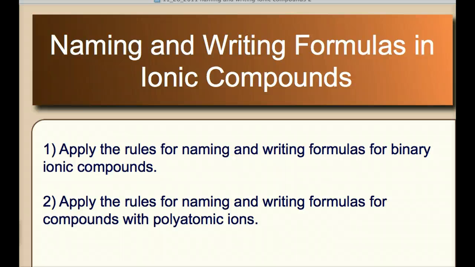Okay, so let's go ahead and take a look at how we can name and write actual formulas using the shortcut, so we can no longer draw the electron dot structures. We'll learn the rules for naming and writing binary ionic compounds. Then we're also going to make sure we can do it with polyatomic ions. So we'll start off simple and then go into the more complicated ones. Then we'll prepare for your pre-lab.